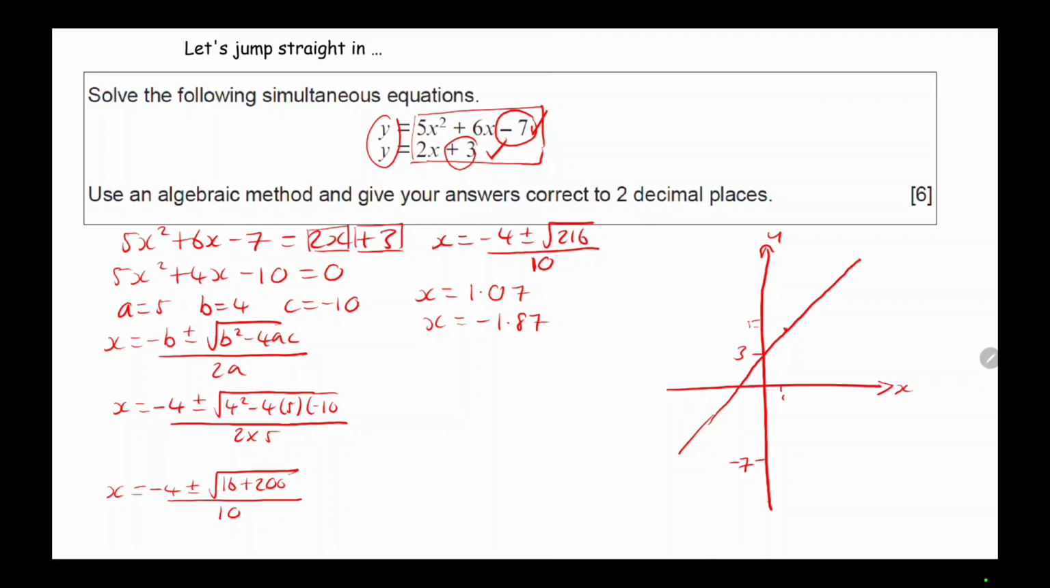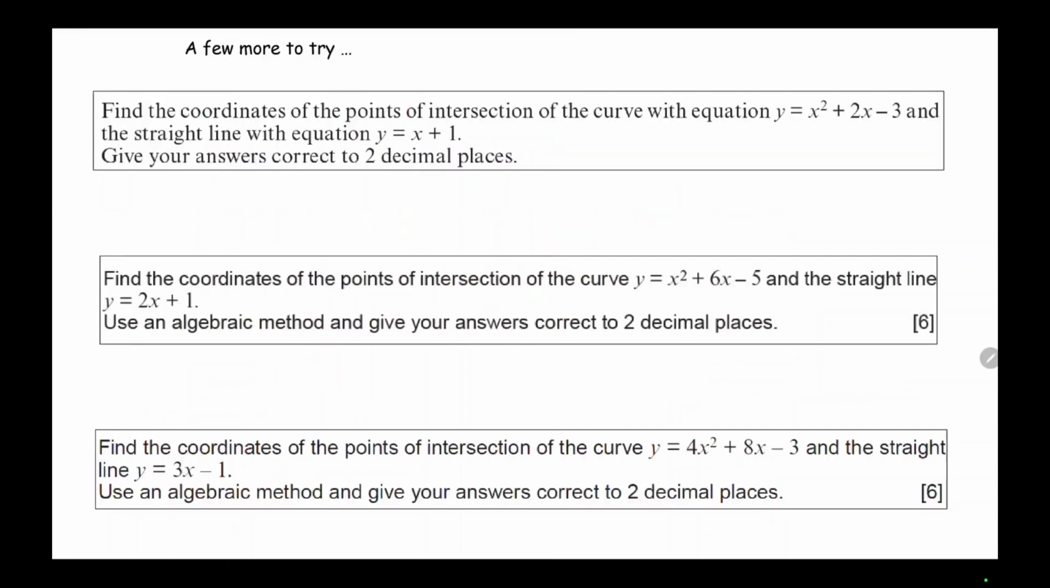We know that one of the intersections of the line and the curve is going to be 1.07, so it's going to be just about here, and the other one's going to be minus 1.87, so if that's minus 1, it says minus 2, so the other one's going to be around here. We can then start to visualize what the quadratic will look like as well. It looks something like that, only a better diagram. Right, we're going to practice that now on the next slide.